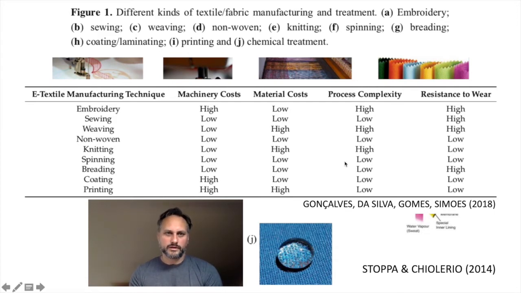If you look at, for example, knitting, then the machinery costs are rather low, but the material costs are high. And again, it involves patterns and high process complexity with low resistance to wear.